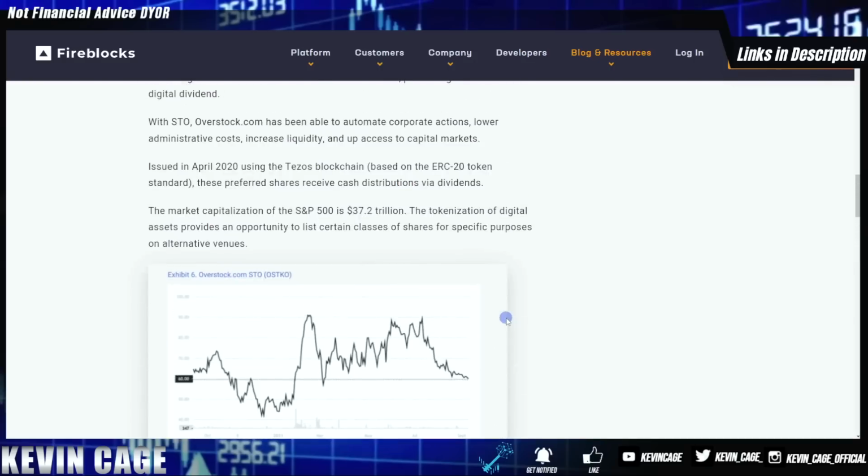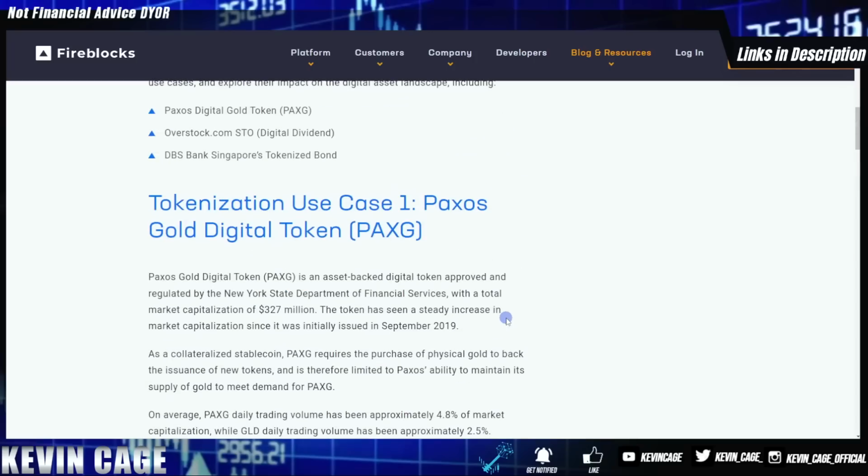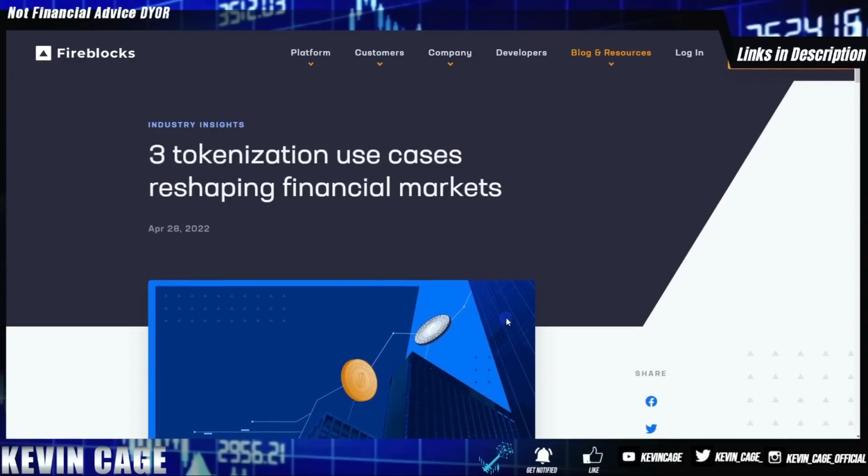So these are 3 examples of tokenization. Don't even get me started on NFT use cases. For intellectual property, for music rights, for royalties, and automating all of that via a smart contract, it gets big.